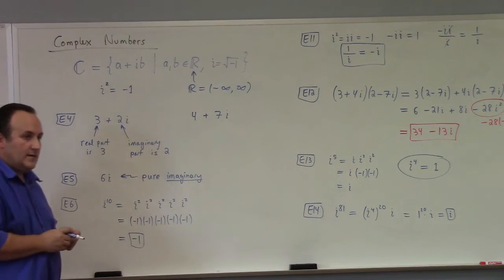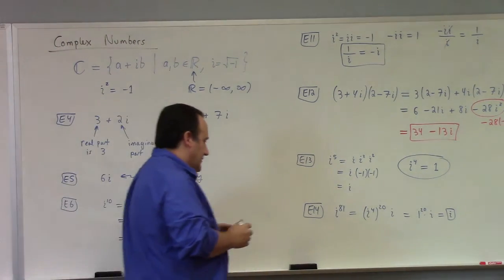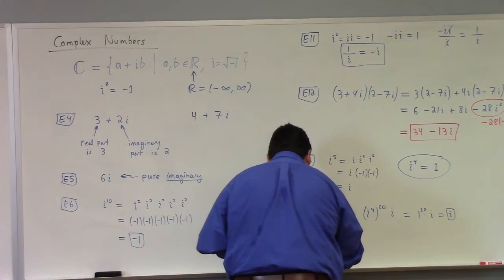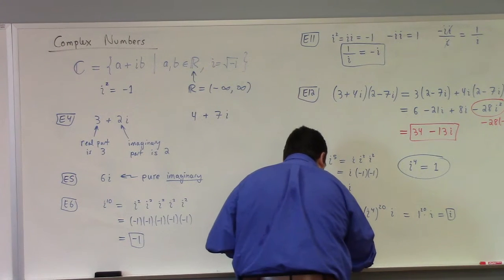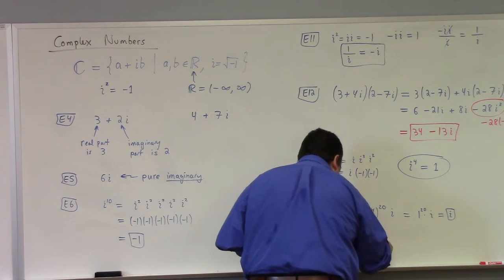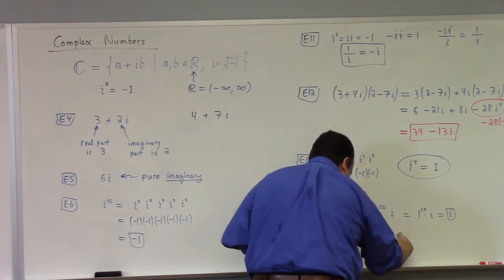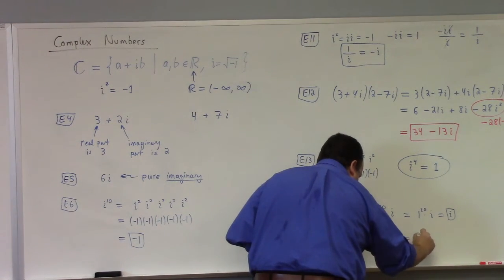What about I to the third? I to the 3rd is I squared times I, which is minus 1 times I, which is just minus I.